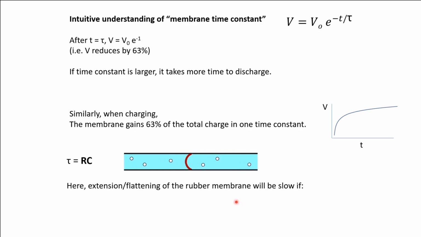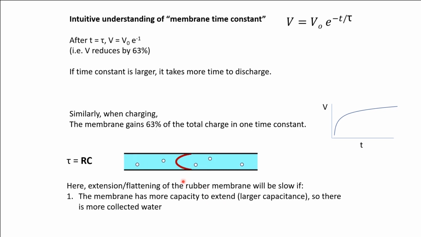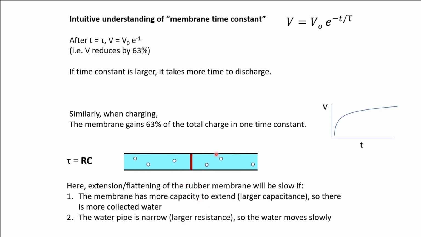And this extension of the membrane or the flattening of the membrane will be slow. It will take more time if the membrane is more stretchy, so it has collected more water, or if the tube is narrow, so it will take more time for the water to flow. So the time is proportional to both the capacitance, how much water can be stored, and the resistance, how narrow the tube is. And similarly in the electrical circuits, how much charge can be stored and how slowly the current flows through the resistance, those two factors both affect the time constant.